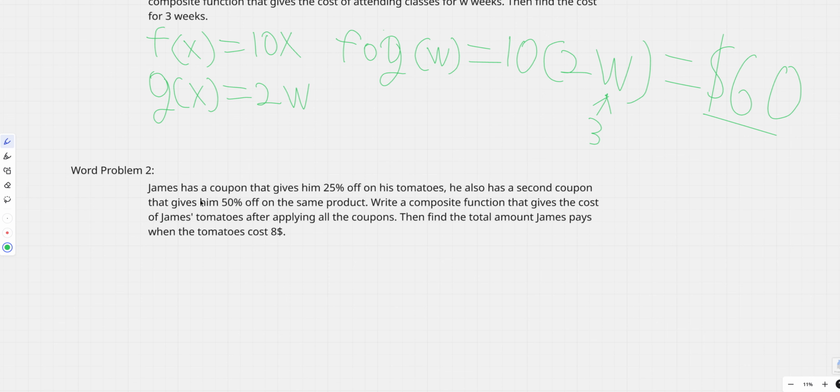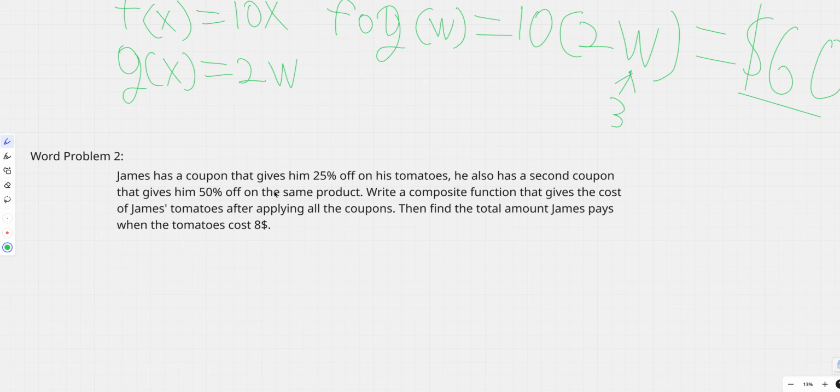So next word problem. James has a coupon that gives him 25% off on his tomatoes. He also has a second coupon that gives him 50% off on the same product. Write a composite function that gives the cost of James's tomatoes after applying all the coupons. The tomatoes cost $80.